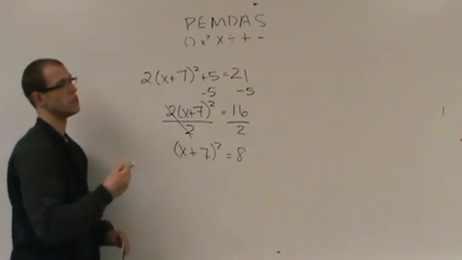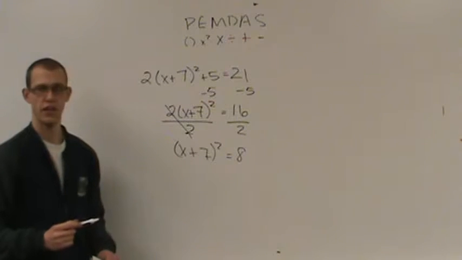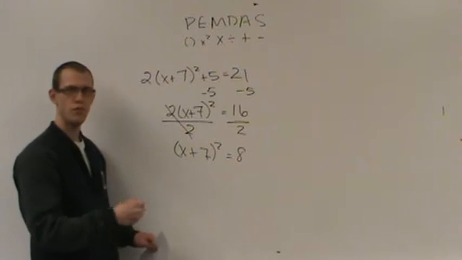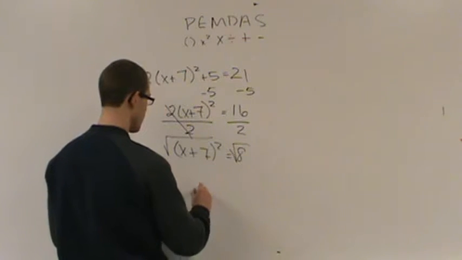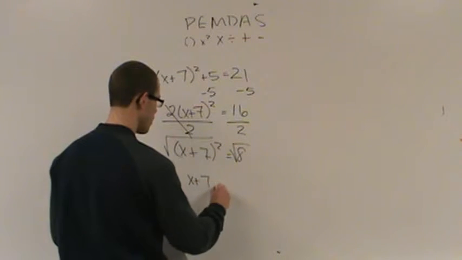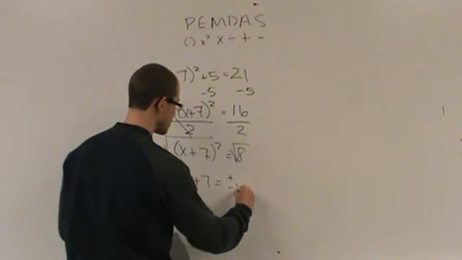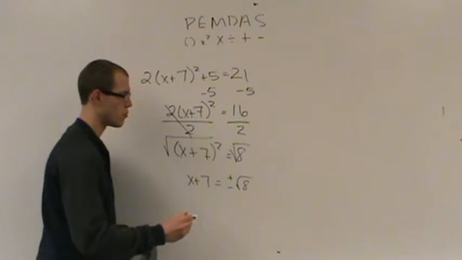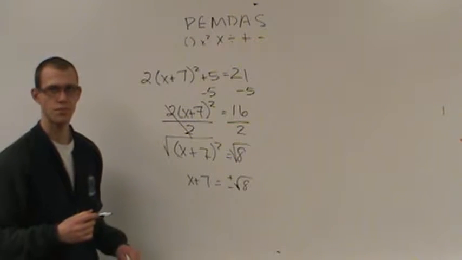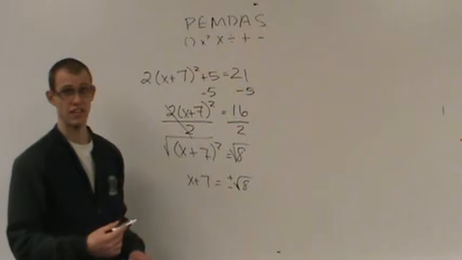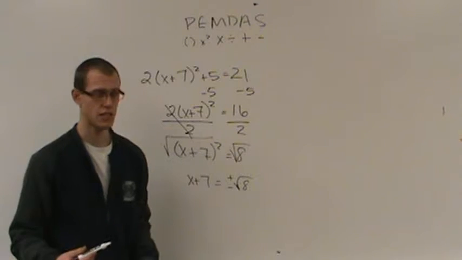Right. Next we go to exponents. Yeah, we see an exponent right here, the square. So to get rid of it, we square root it. Square root each side. So we're left with x plus 7 equals plus or minus the square root of 8. Remember, we're talking about plus and minus because you can have two roots. And we talked about why in the last video. If you want to review that, go back to the last video.